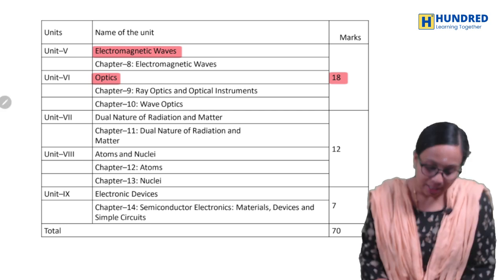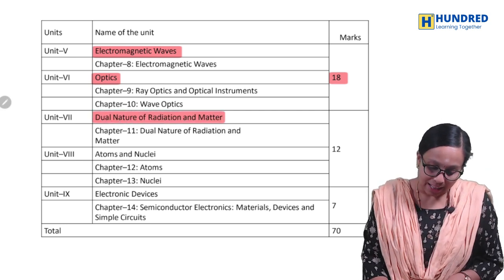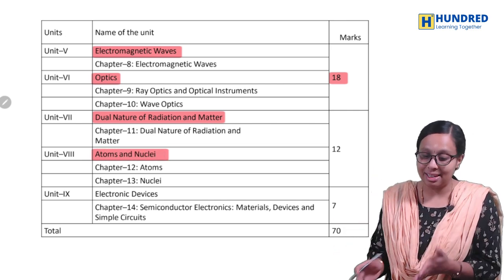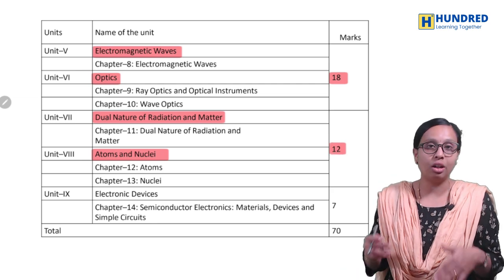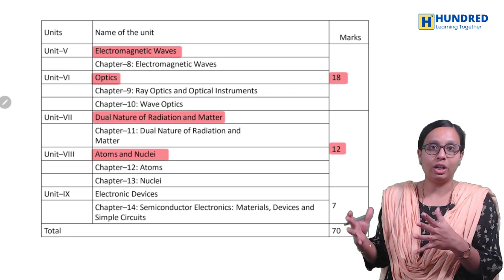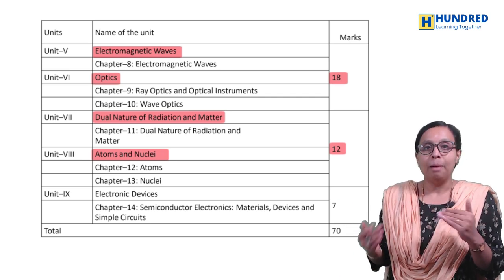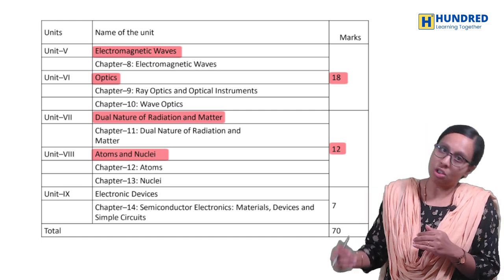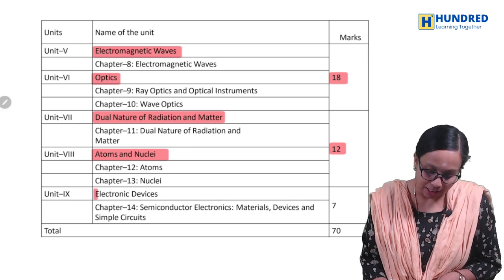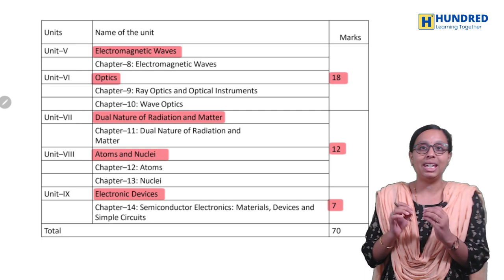And then comes the easiest chapters. Dual nature of radiation and matter, and atoms and nuclei are the easiest chapters, so you can easily score these 12 marks. It's not going to take more time to study. Even though these are the least weighted chapters, we don't have much choice in the question paper, so you'll have to go through all the chapters. But these are comparatively easier and the portions are also reduced, so you can easily go through them. And then we have electronic devices, and you'll get 7 marks from this chapter. It's one of the easiest chapters.